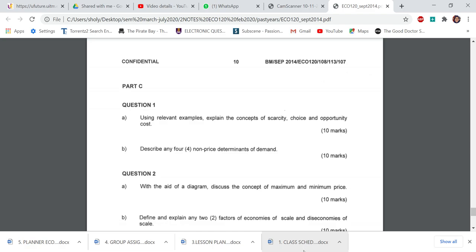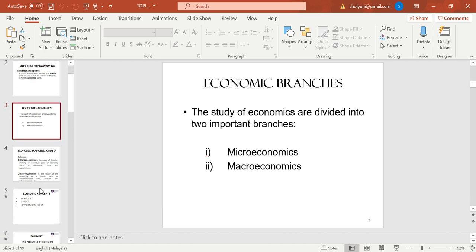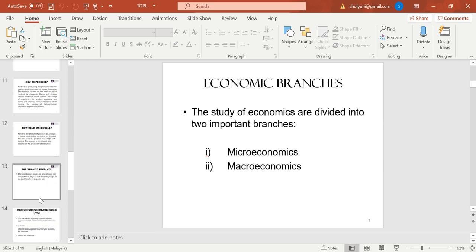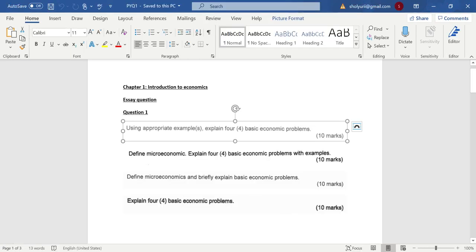Okay, so for chapter 1 you learn about the economic concept, economic problems, branches, the definition, and also you learn about the PPC, production possibility curve. Okay, so for this particular chapter, the question will be asked in essay form only. Okay, so this is the compilation of past year's question in essay form for chapter 1. Okay, see question 1. Using appropriate examples, explain 4 basic economics problem. Define macroeconomics as 4 basic economic problems.